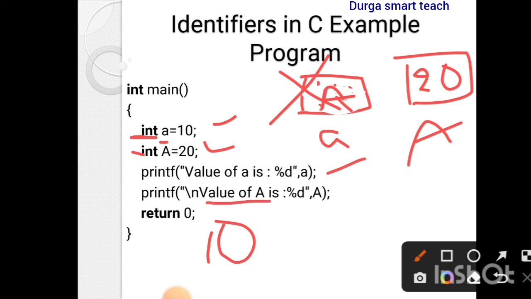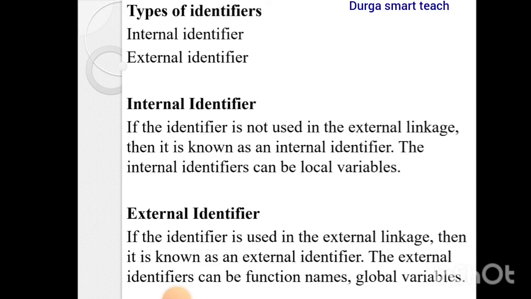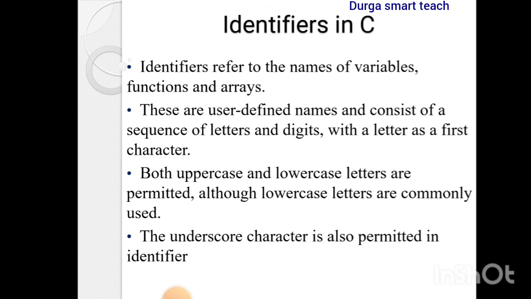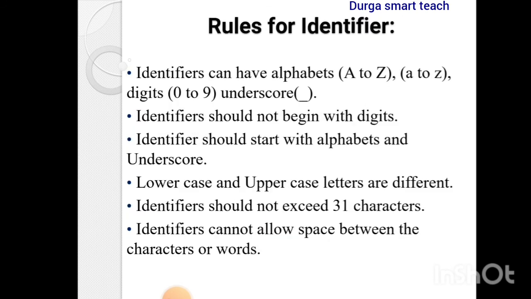Printf value of A is A, 20 is displayed. Next, return 0. This is the return value of the main function. The main function returns 0. I hope it is clear. The main purpose of an identifier is to name variables, functions and arrays. So while naming variables, functions or arrays, you need to follow these rules.